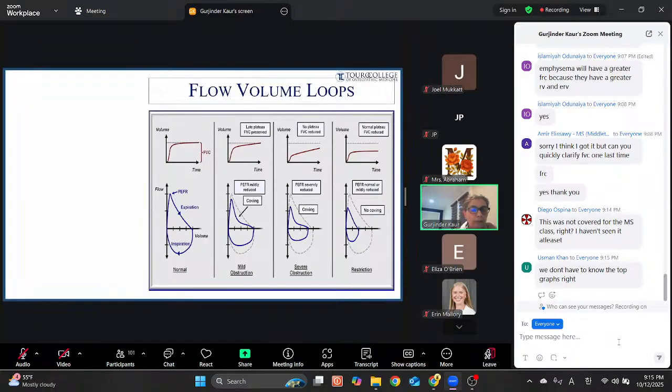No, you don't have to know the top graphs. Yes, only these lower curves. I wanted you to know how these loops look.